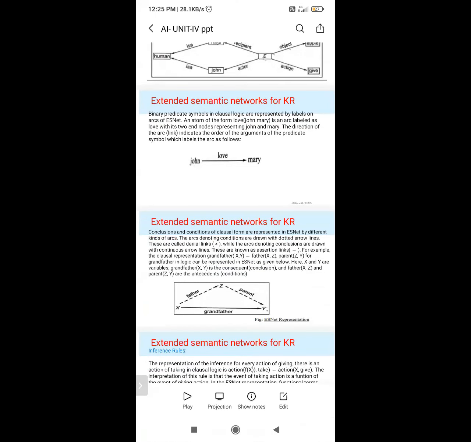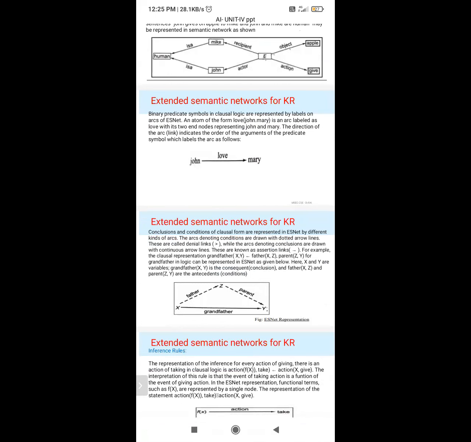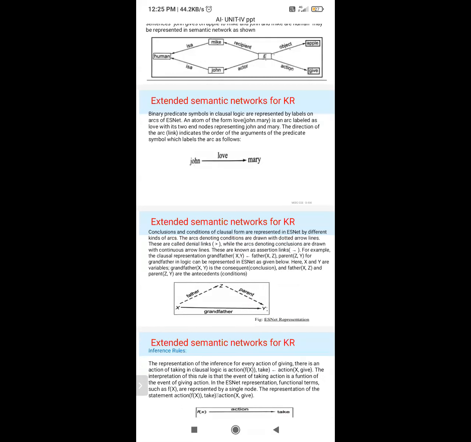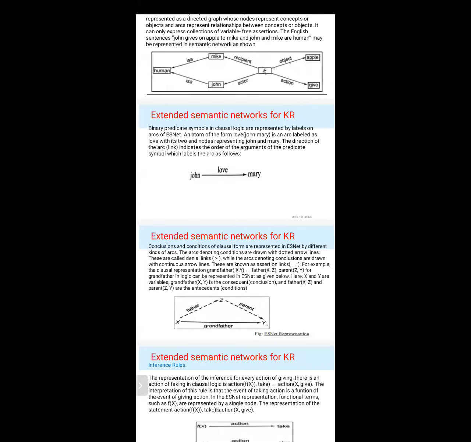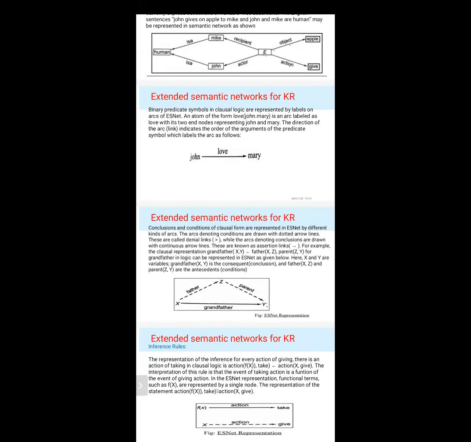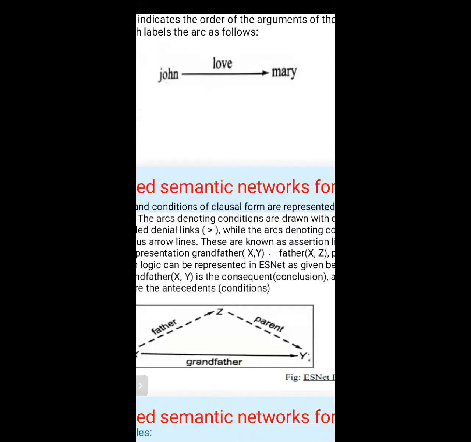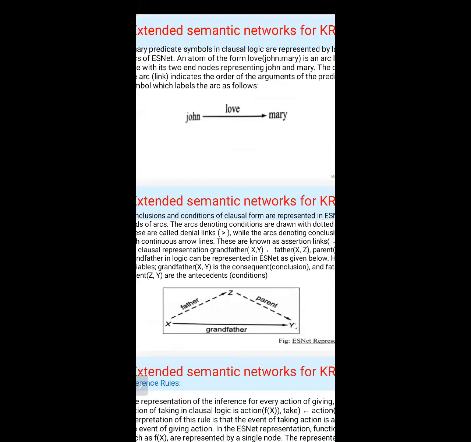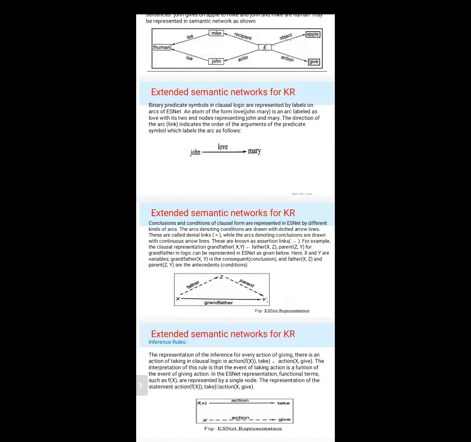Next one. The conclusions and conditions of clausal form are represented in an extended semantic network by different kinds of arcs. The arcs denoting conditions are drawn with dotted arrow lines. That means if we have any conditions, they are drawn with dotted arrow lines. While the arcs denoting conclusions are drawn with continuous arrow lines. So if I draw continuous arrow lines, it is the conclusion.